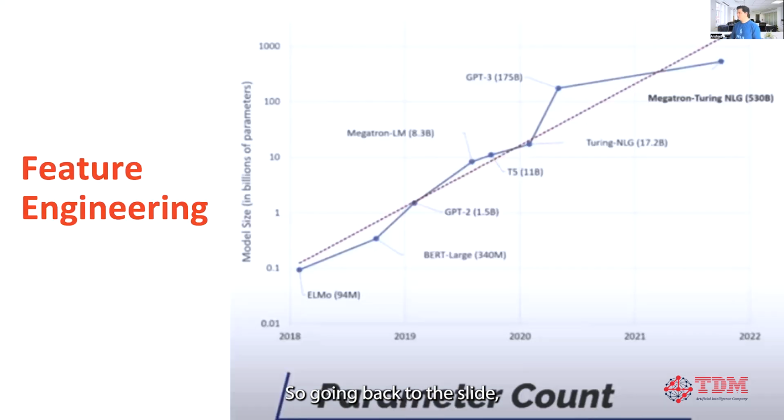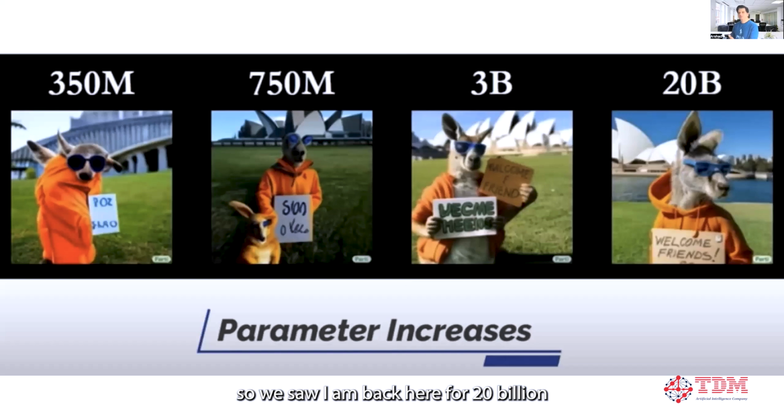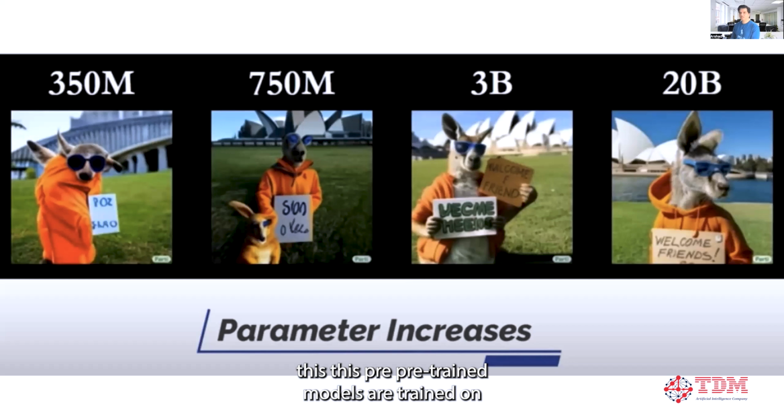So going back to this slide, GPT was trained at 175 billion parameters. There is Megatron, a natural language generator, trained at 530 billion parameters. We saw an impact here for 20 billion. Imagine the power of the parameters these pre-trained models are trained on.